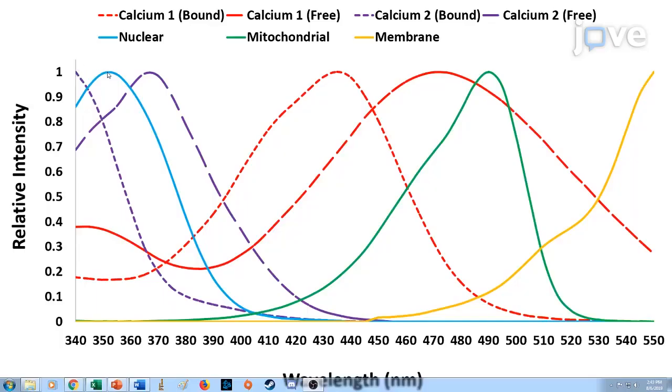When performing excitation scanning spectral imaging microscopy, it is important to check that the excitation peak of each fluorescent label occurs at a different wavelength.